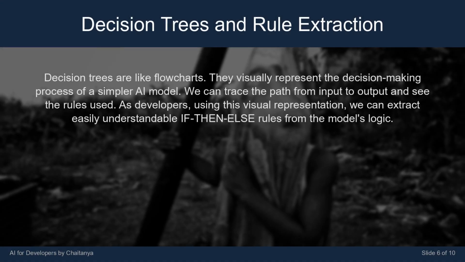Decision trees are like flowcharts. They visually represent the decision-making process of a simpler AI model. We can trace the path from input to output and see the rules used. As developers, using this visual representation, we can extract easily understandable if-then-else rules from the model's logic.